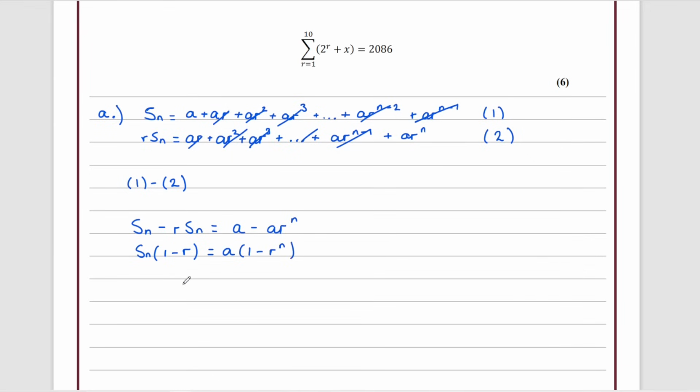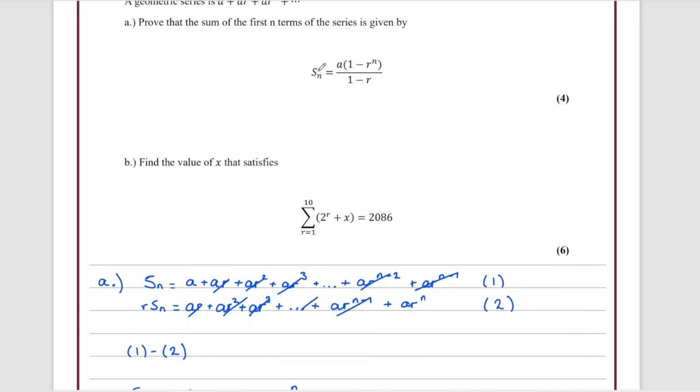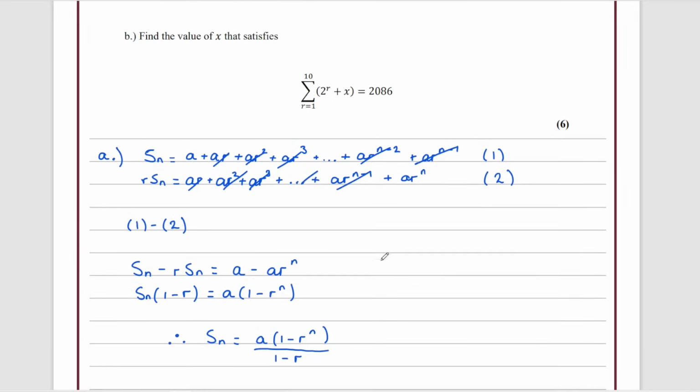And we're pretty much there now. All I need to do to finish is divide both sides by 1 minus r. Therefore, Sn is equal to A lots of 1 minus r to the power of n, all over 1 minus r. And there we have it. We've got exactly what we wanted: A lots of 1 minus r to the power of n, all over 1 minus r. So exactly as required. And that is the solution to part A.